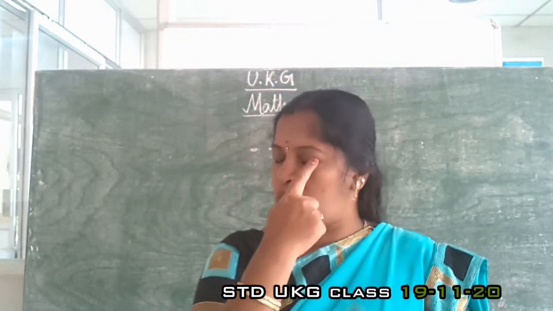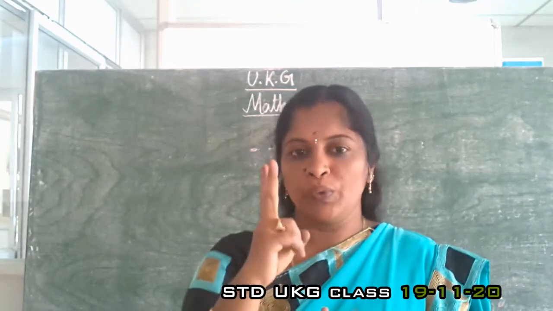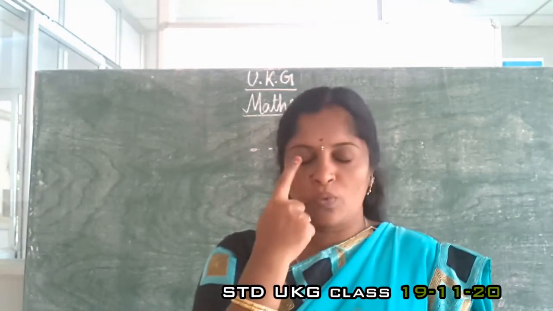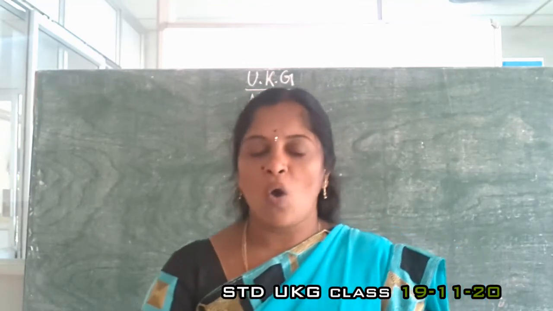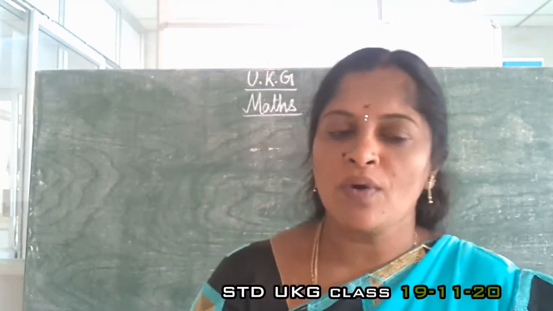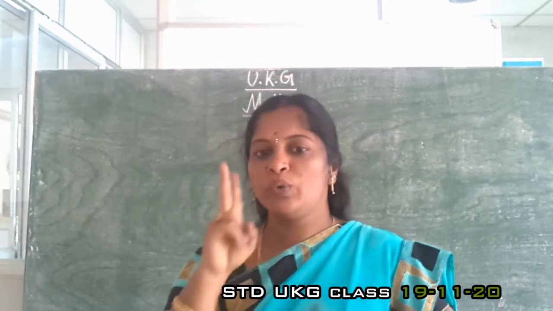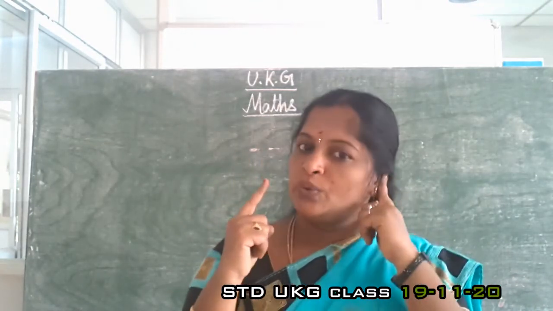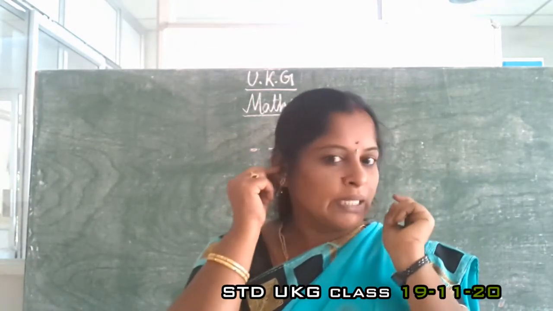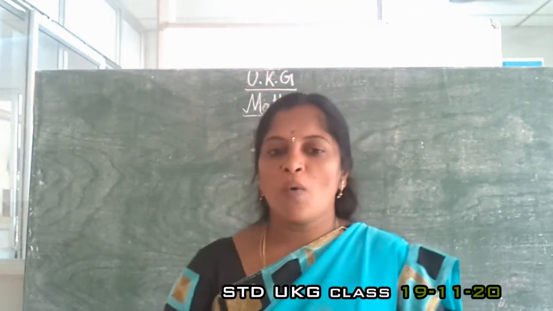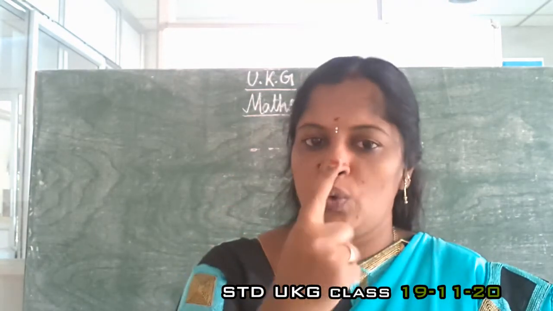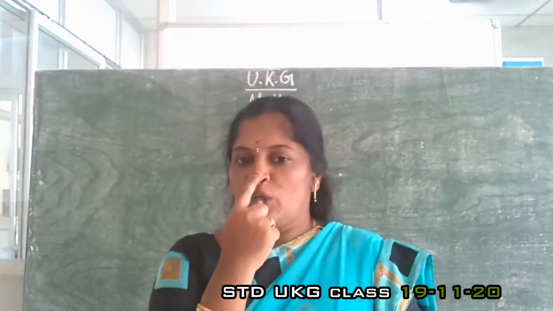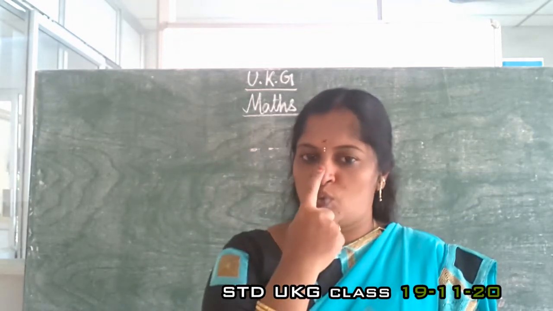How many eyes do we have? 2 eyes. 1, 2. Next, how many ears do we have? 2 ears. 1, 2. How many nose do we have? 1 nose.